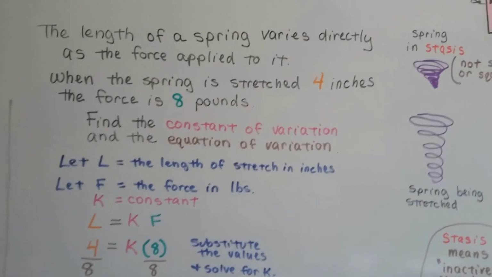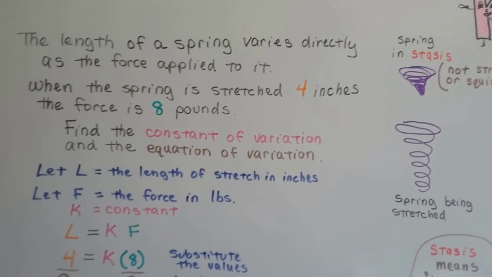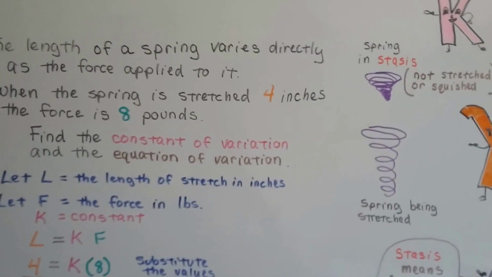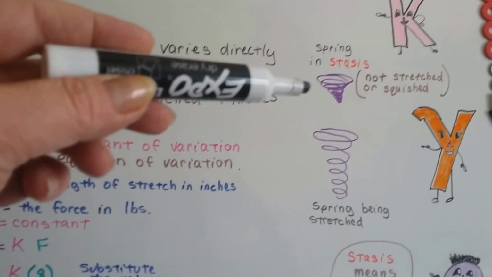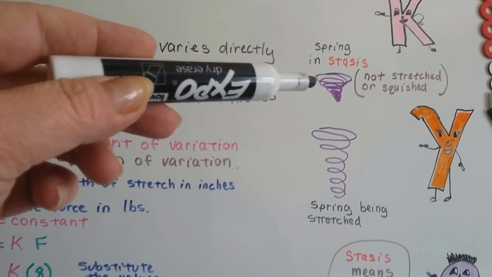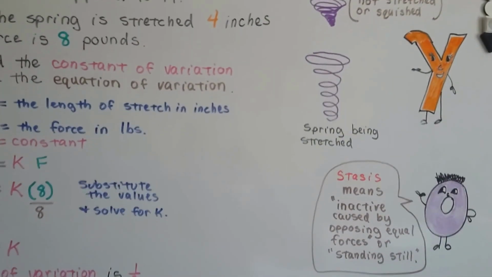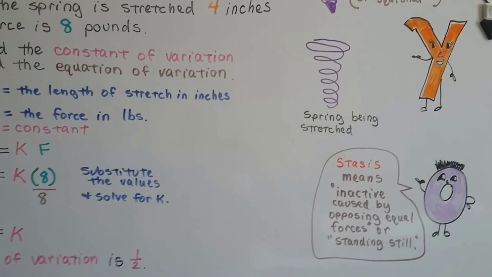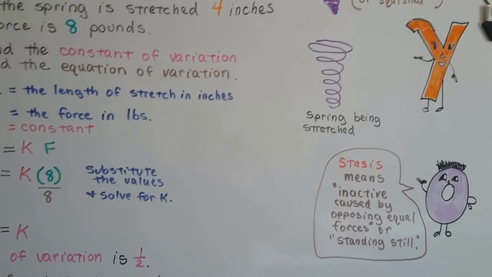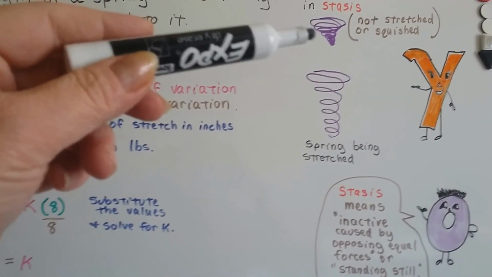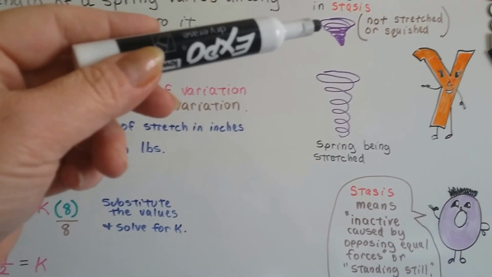All right, so let's look at this one. The length of a spring varies directly as the force applied to it. When the spring is stretched 4 inches, the force is 8 pounds. So this spring is just sitting here in stasis. That means it doesn't have anything pulling or pushing it. It's not stretched or squished. Stasis means it's inactive, caused by opposing equal forces or standing still. So the opposing equal forces are no pulling and no pushing. See? It's not stretched or squished.